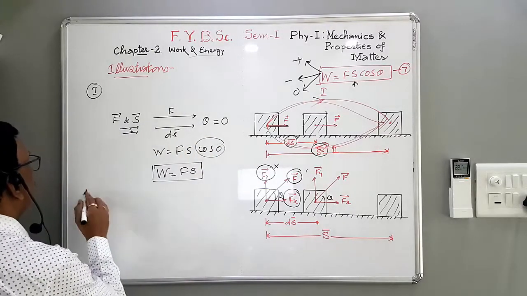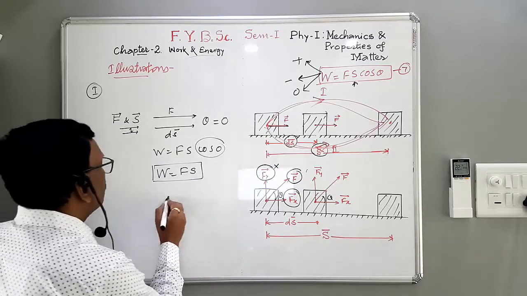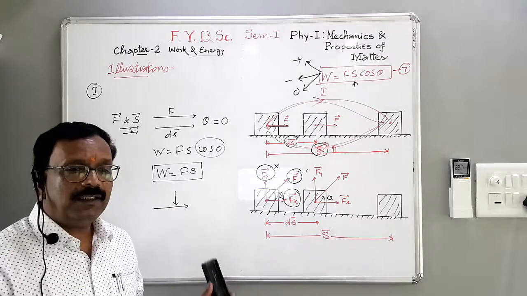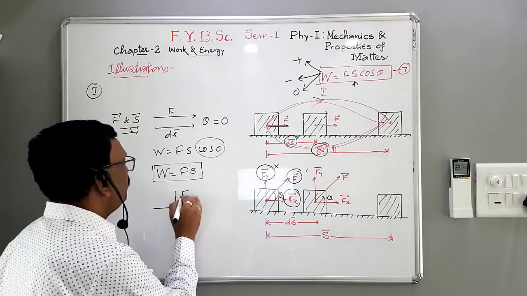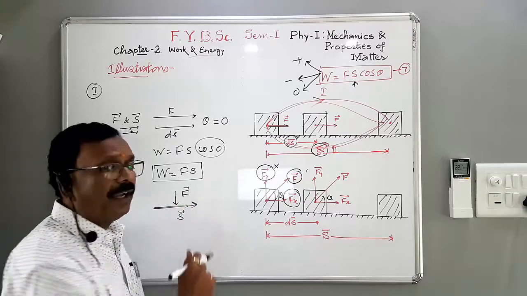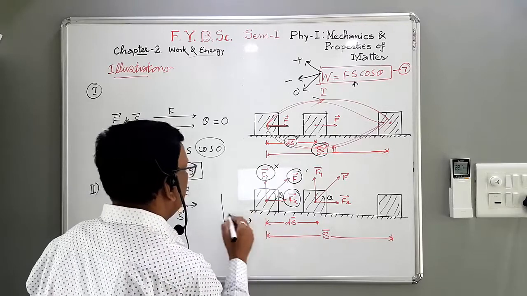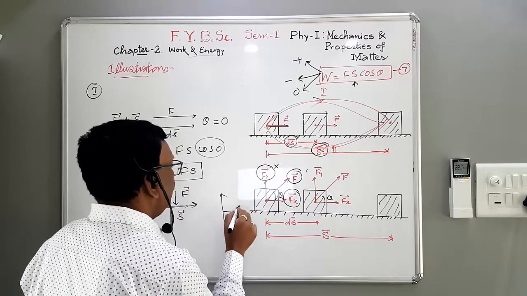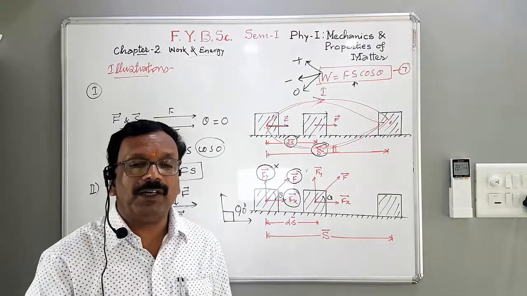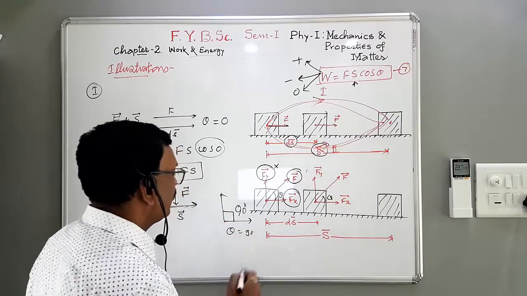Okay. Now second illustration. In the second illustration, suppose this is the force and this is the displacement. F and S are perpendicular to each other. That means these two vector quantities are perpendicular to each other. The angle between them, theta, is equal to 90 degrees.